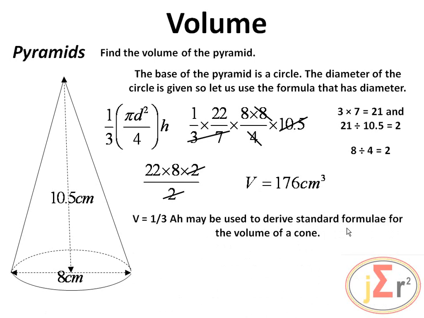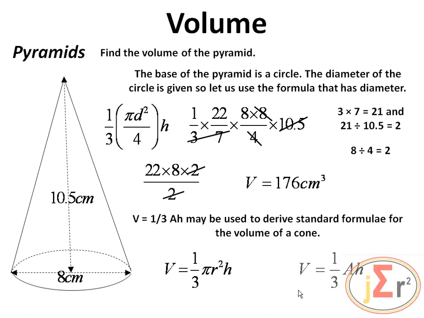V is equal to 1/3 AH, 1/3 the area of the base times height, may be used to derive a standard formula for the volume of a cone. So we have 1/3 the area of the base times height. What is the area of the base? A circle. So because the base is a circle, we have pi r squared, and then that turns out to be 1/3 pi r squared h, and that's a standard formula for the volume of a cone.